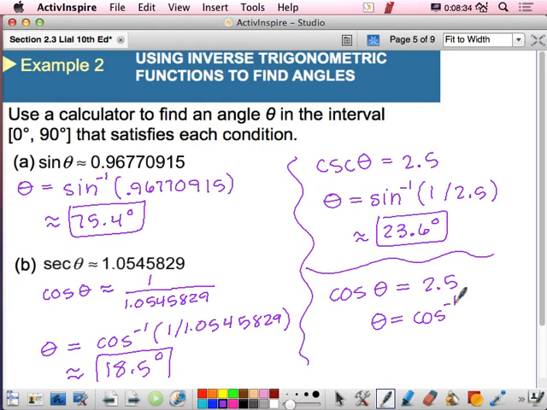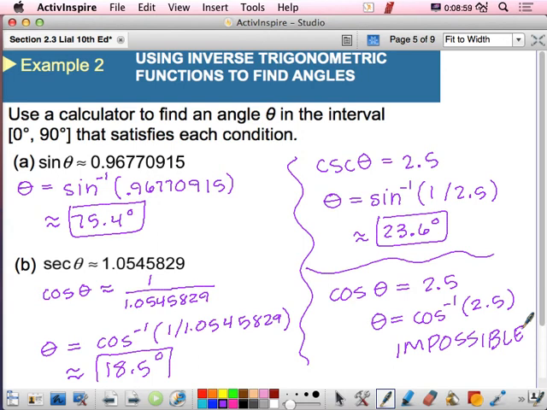Okay. So second cosine of 2.5. What does it tell you? Domain error. Everybody typed it in? It told you error. Why are you getting that? Does anybody know? What's the range of cosine? It's only negative 1 to 1.